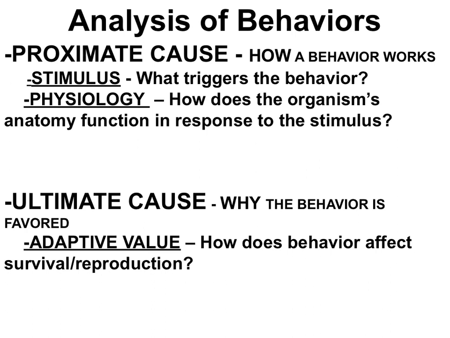Ultimate cause is essentially the same as adaptive value. When analyzing the behavior, how is the behavior connected to increase survival and or reproduction of the species? I think some examples will clarify proximate and ultimate cause. We'll do one here and we'll do some others in class.